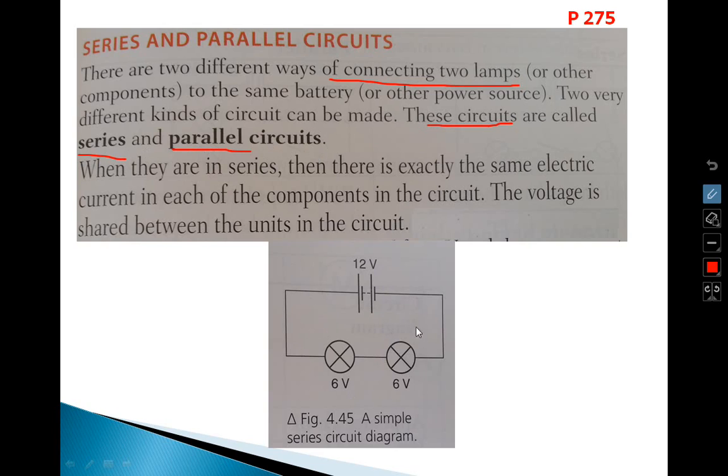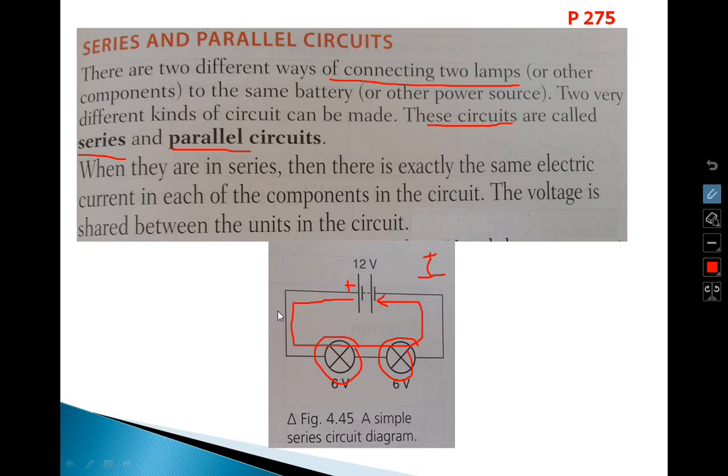So this is the first one, which is a series circuit. In a series circuit, there is exactly the same value of electric current. The current starts moving from the positive part to the minus. So we have the same current always in a series connection. Current is constant. We have the same I on lamp one, the same current, at any point here.